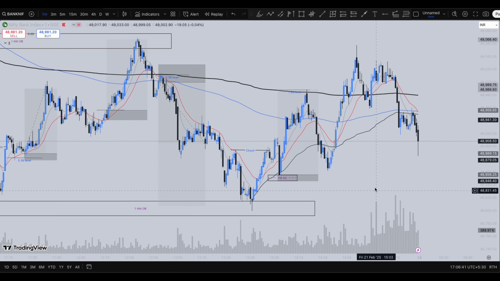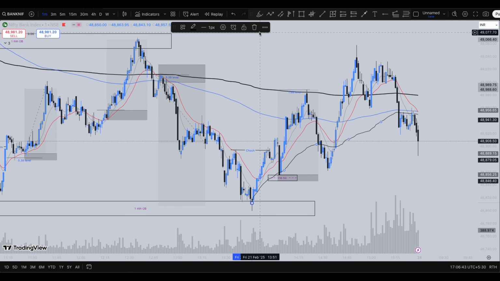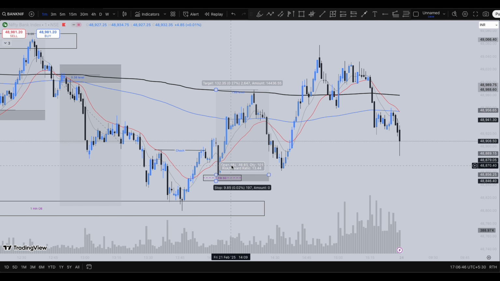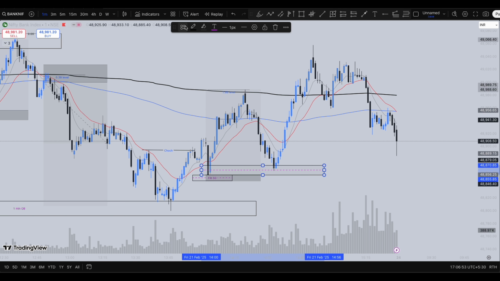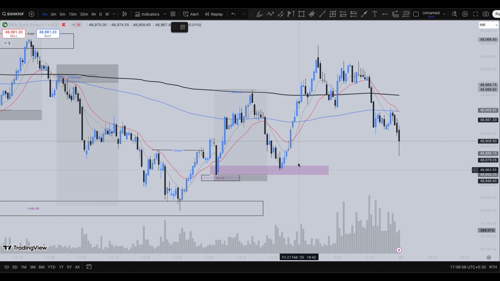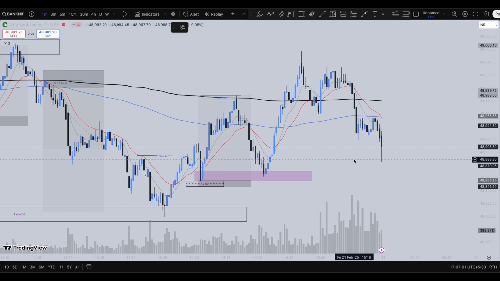So let's take this out and let's take this also out. After this impulsive momentum, you can expect some sort of demand over here. So if you plot some kind of demand, this might be a demand zone. You can see the market again came all the way to this demand zone and clearly broke structure towards the upside.